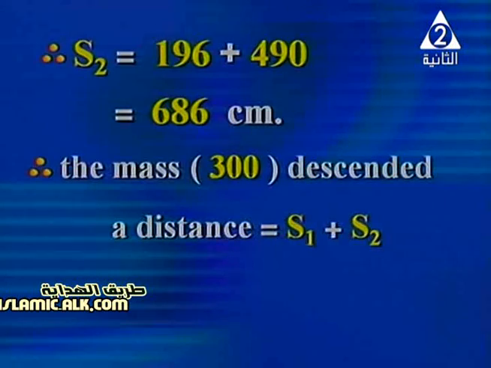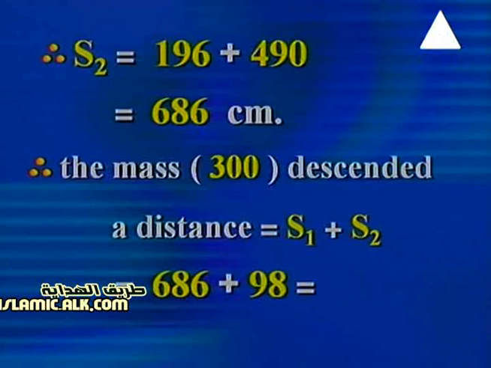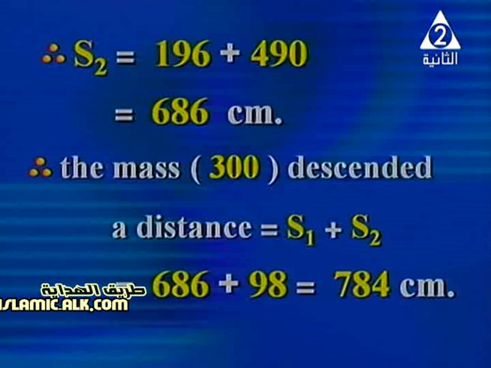Then we find the sum of the distances the mass 300 descends: the first distance plus the second distance, S1 98, S2 686, then the mass 300 descends a distance of 784 centimeter.